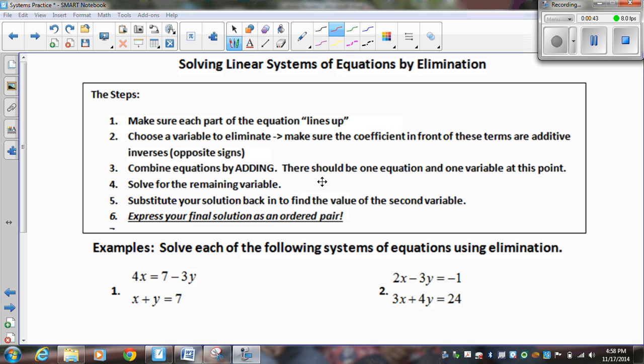I saw a lot of you on the last quiz that did not combine by adding. This is extremely important that you understand. We're combining by adding, not subtracting. We're then going to solve for the variable that remains. Once we find that variable, we can substitute back into our original equation to find the other missing variable. The other thing that I saw a lot of was we didn't write our solution, which is our ordered pair. We need to make sure to do that.